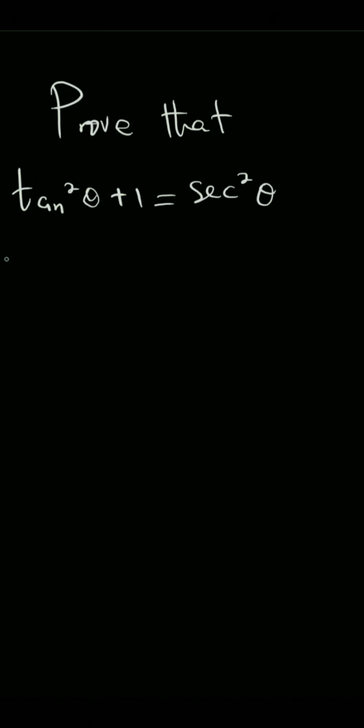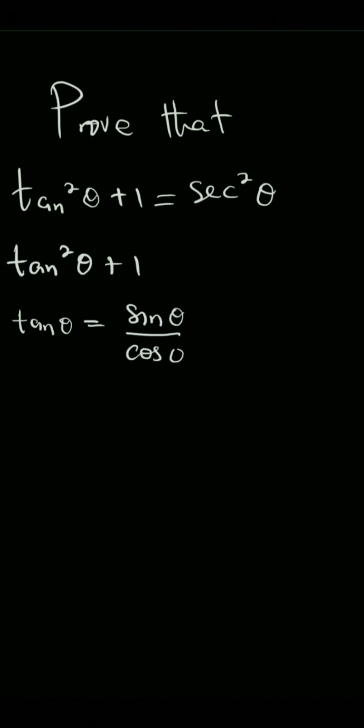So this is tan squared theta plus 1. What we do is, this tan squared theta that we have will be expressed in terms of sine and cos. Now we do know that there's an identity for tan, which is simply tan theta being equal to sine theta over cos theta. Sure, you know this by now.